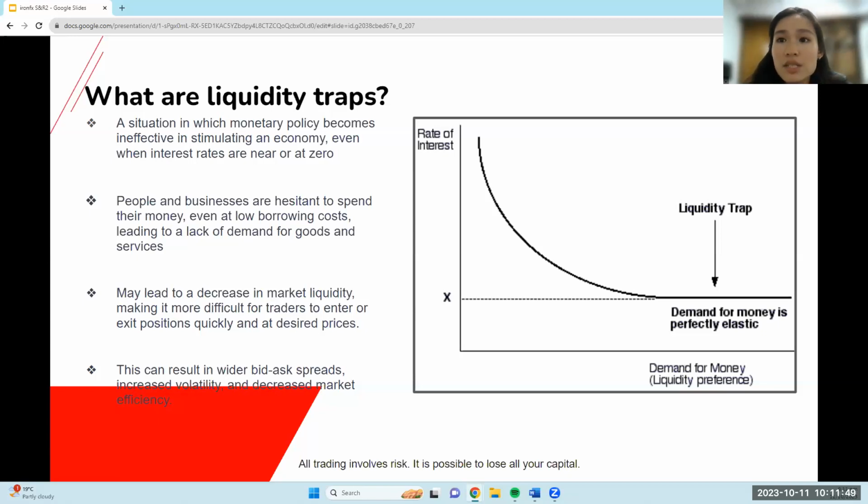Central banks actually try to address liquidity traps by using unconventional monetary policies. Okay, some of these include quantitative easing, so they inject more money into the economy so that they can encourage spending. However, the impact of these policies on financial markets can be difficult to predict and may lead to unintended consequences.